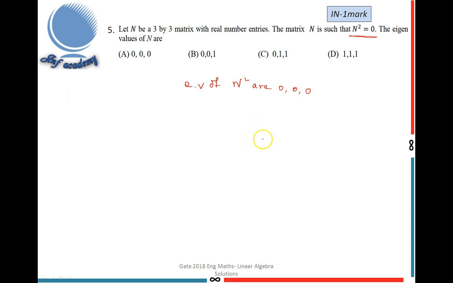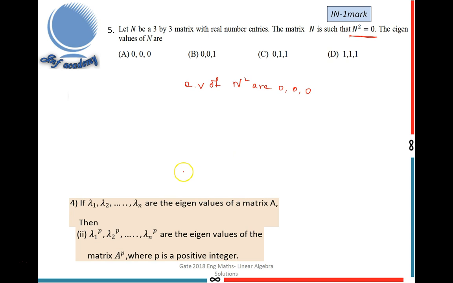Here I use another property, because we have to find the eigenvalues of N. Suppose lambda 1, lambda 2, etc., lambda n are the eigenvalues of matrix A. Then lambda 1 power p, lambda 2 power p, etc., lambda n power p are the eigenvalues of the matrix A power p, where p is a positive integer. By using that property, immediately you can say the eigenvalues of N are 0, 0, 0. The answer is option A. Option A is the correct answer.